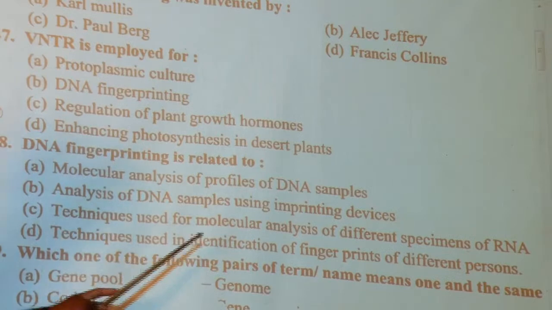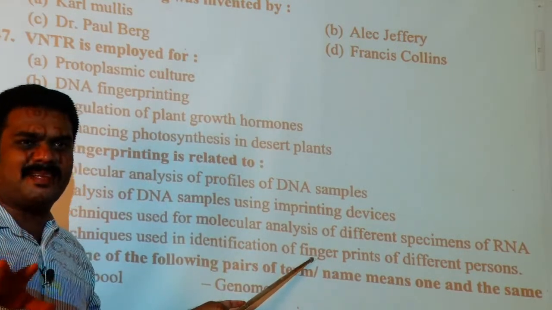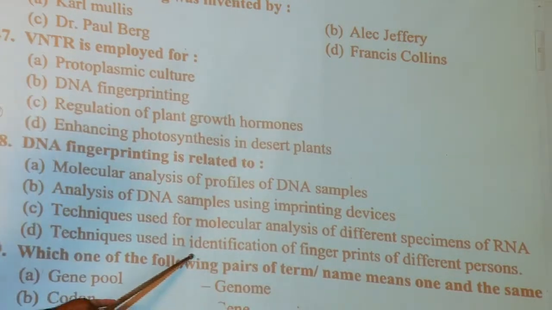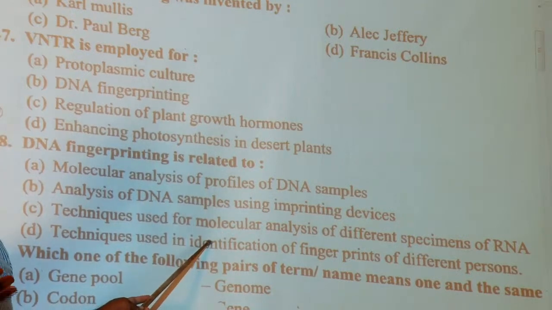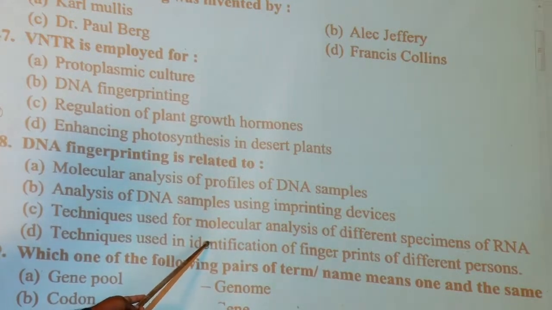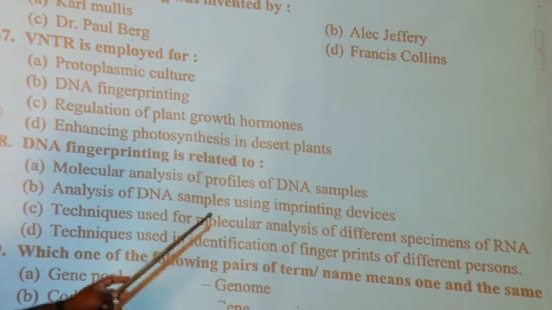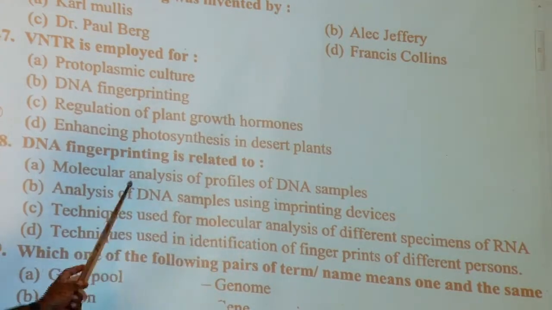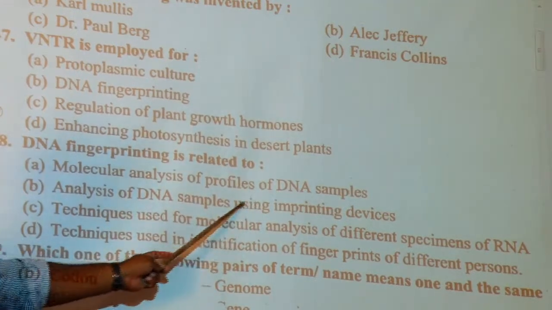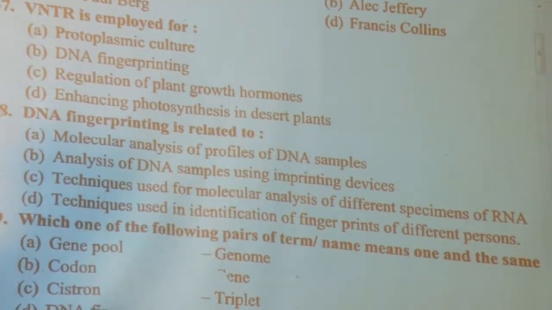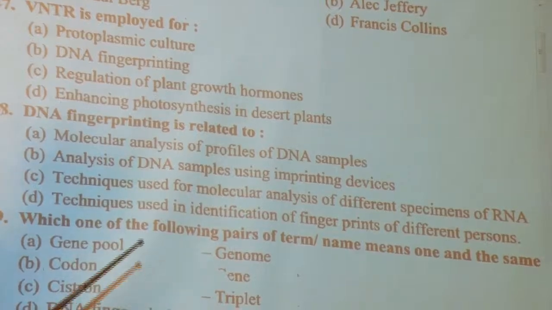Technique used in identification of fingerprints of different, that's a hopeless thing, that is dermatoglyphics. Please, this is called dermatoglyphics. So I think I cannot go with the fourth, neither the third. Imprinting device is not correct. Left out only is the first option: analyze the different person's DNA samples. That's it.